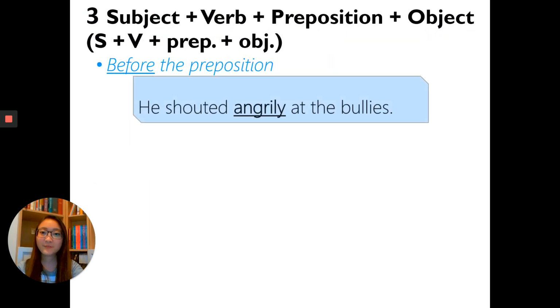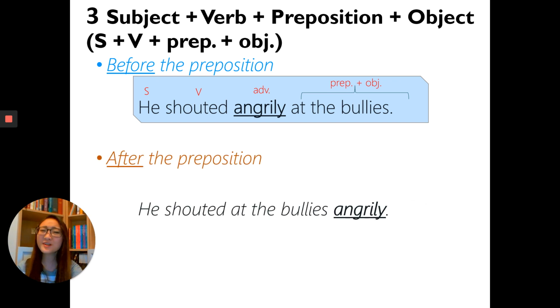Next, if you have a preposition, you can put it before the preposition. Here's your subject again. He did what? He shouted angrily at the bullies. At the bullies would be your preposition. And then your adverb goes before that. You can also do it after the preposition.